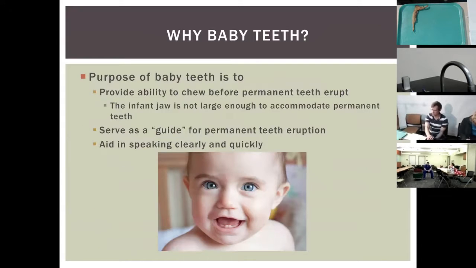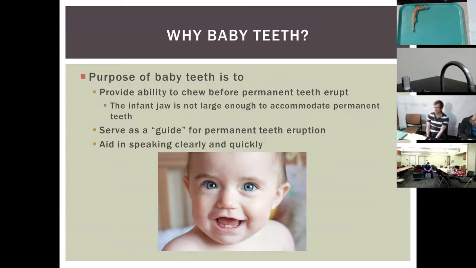Which brings the question, why do we have baby teeth anyway? Why not just have adult teeth right away? Well, baby teeth provide chewing before the permanent teeth erupt, and the infant jaw is not big enough to accommodate all of the permanent teeth. So it can only accommodate 20. So you have 32 when you're an adult. The infant jaw is not large enough for that.